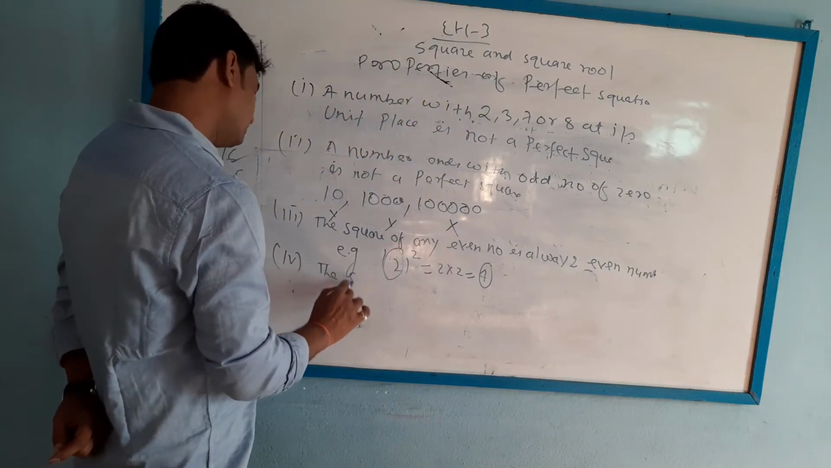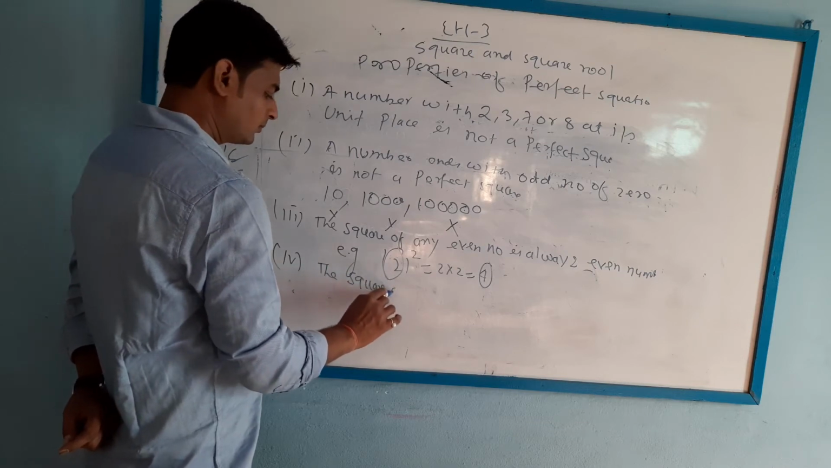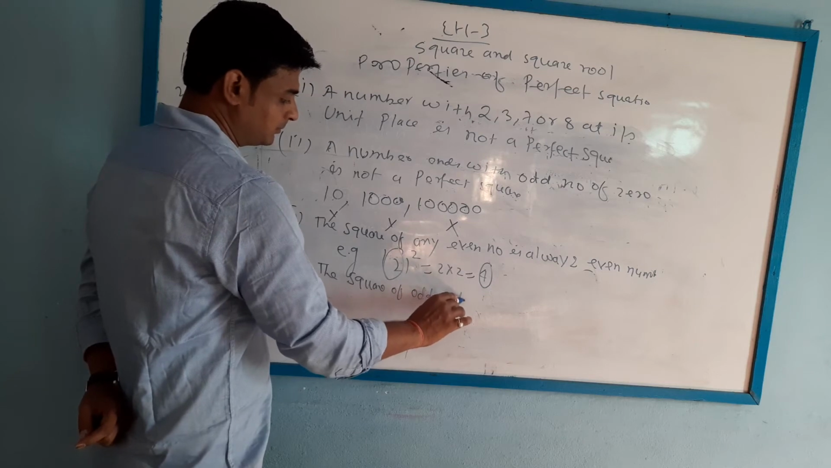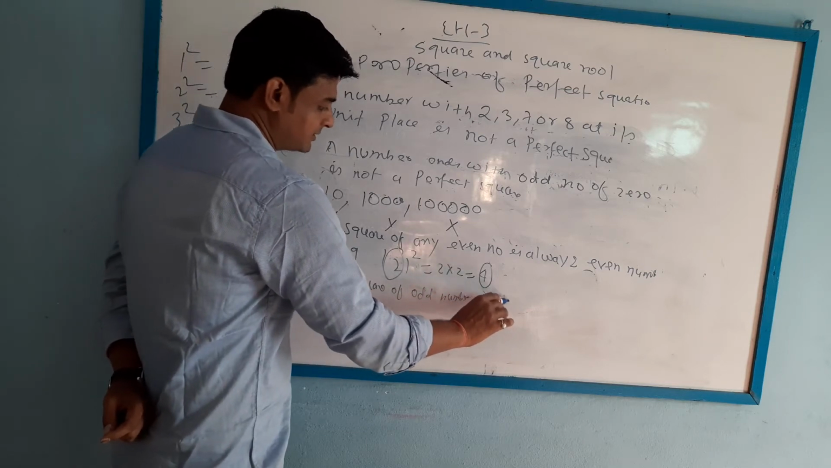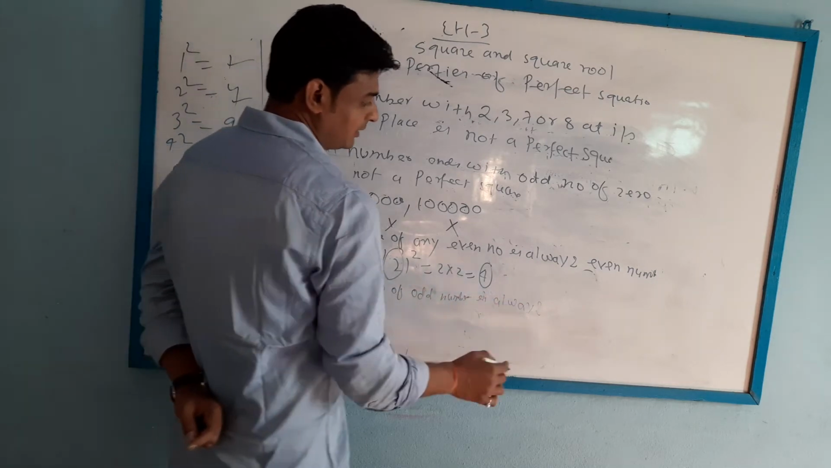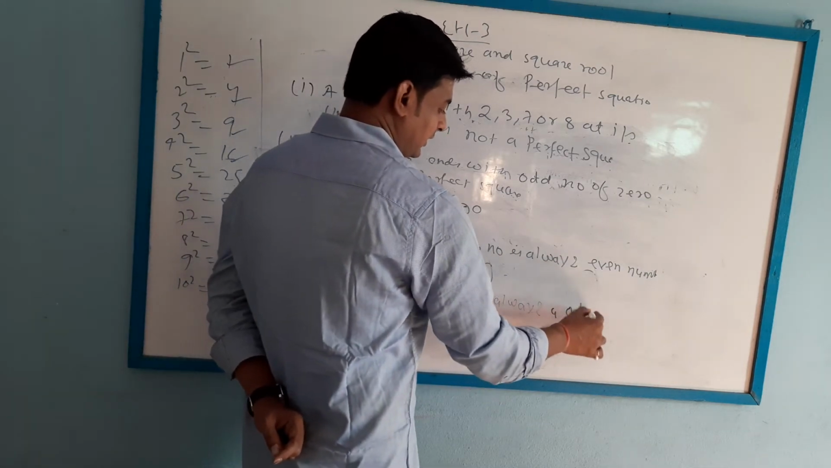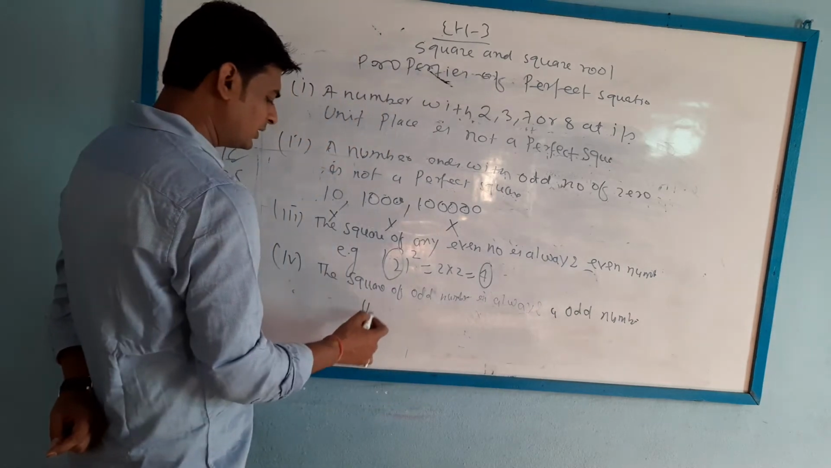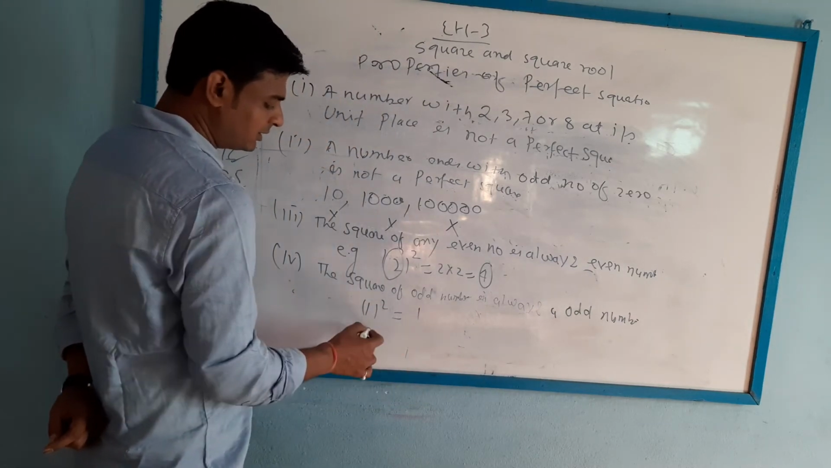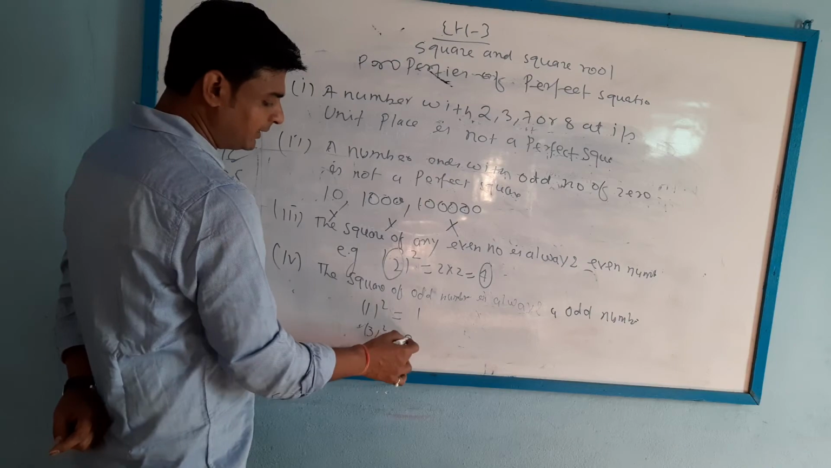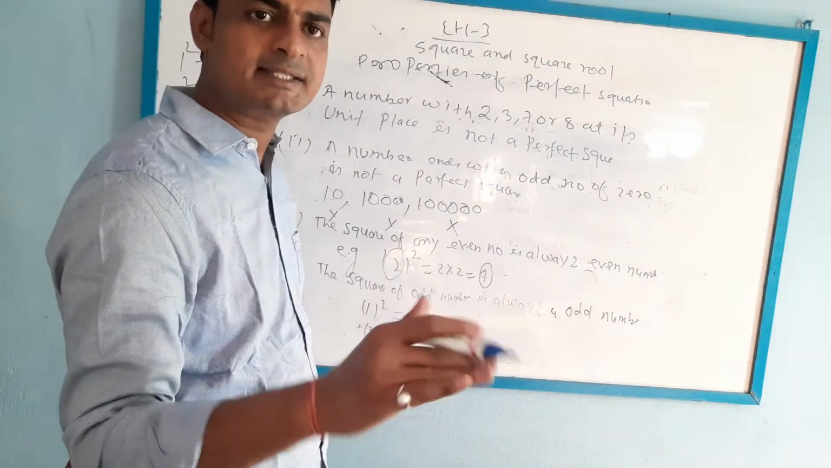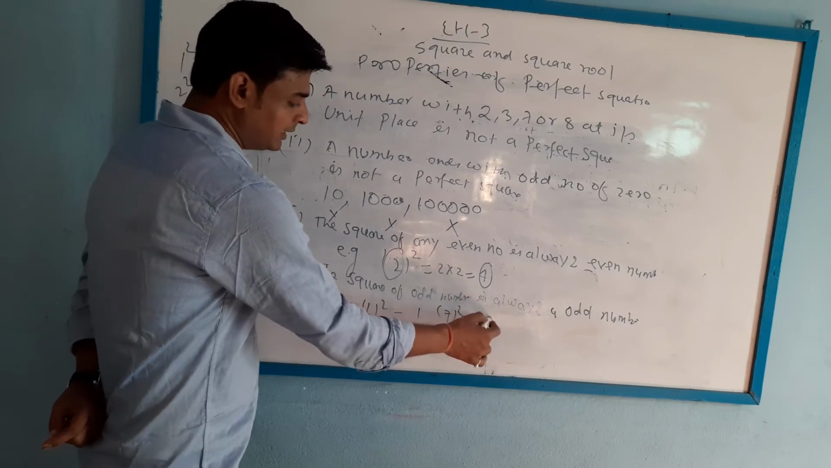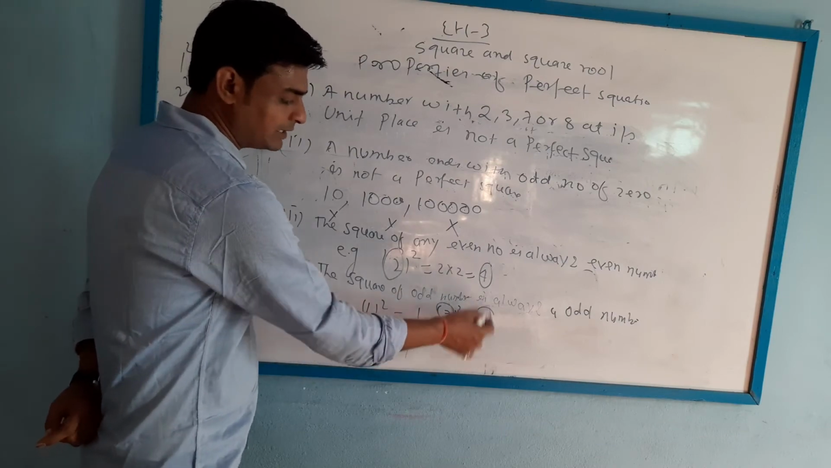The square of an odd number is always an odd number. Suppose any odd number, the square of 1, we get 1. The square of 3 equal to 9. For any odd number, its square is odd. Or the square of 7 is 49. Here 7 is an odd number, 49 is also an odd number.